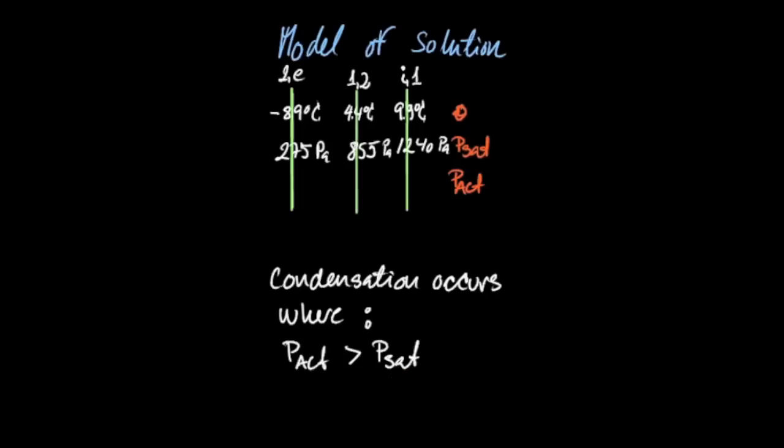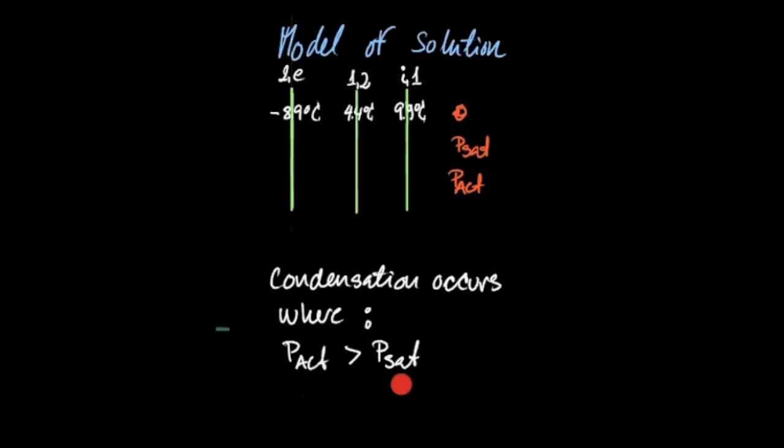So what I have done is that I have looked up in the table with corresponding values of temperature and vapor pressure, and I can see that 9.9 degrees Celsius gives a saturated amount of water vapor at 1240 pascals, 855 for layer 1,2, and 275 pascals for the last layer.